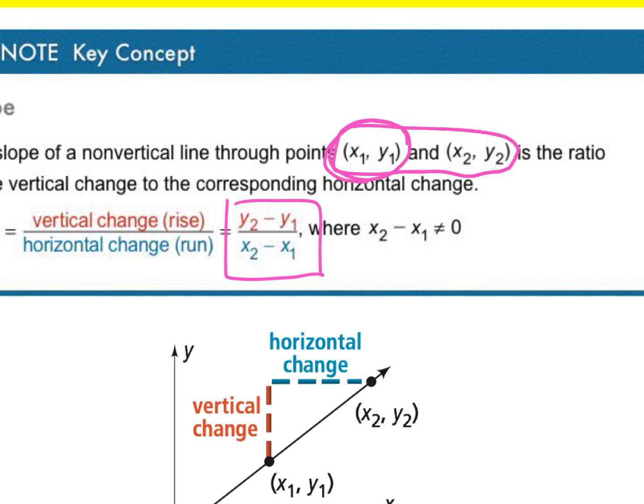The first point is going to be the 1s, the second point is going to be the 2s. And remember, in your point, the x always comes before the y. So x is the first number, y is the second, because in the alphabet, x comes before y.